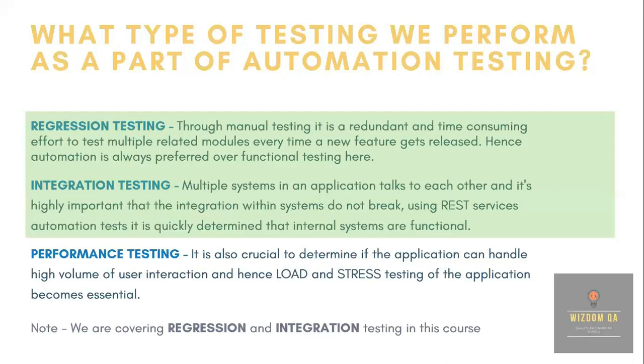How do you test that? You test that through performance testing. There are different performance testing tools like LoadRunner and JMeter. Using those, you perform testing like load and stress testing. But we will not cover that; that's not part of our course. Our course focuses on functional automation and web services automation. So regression testing and integration testing is what we are focusing on here.